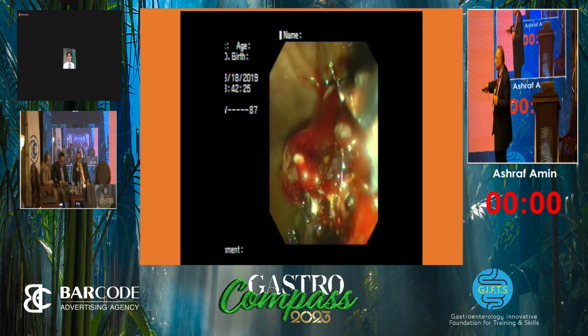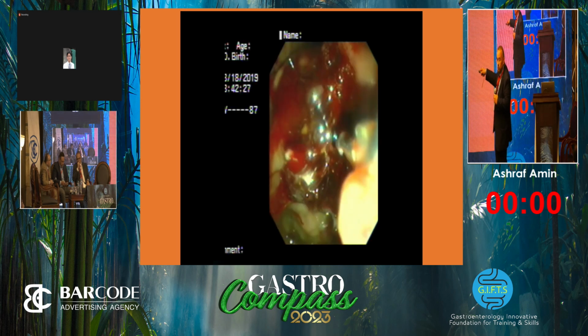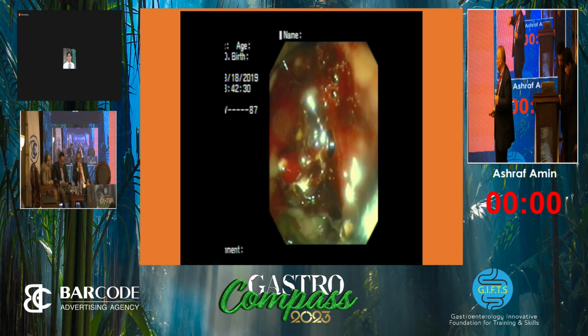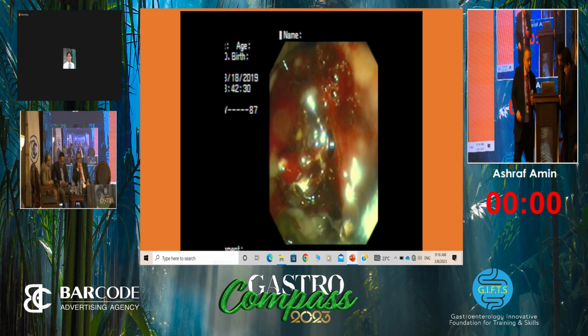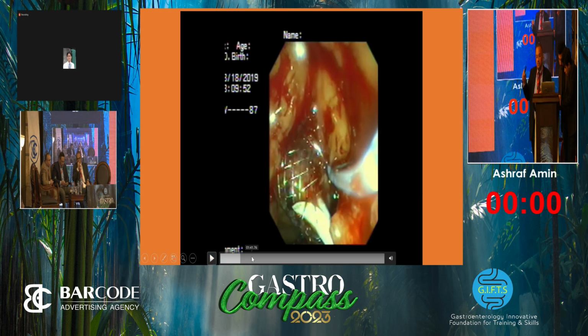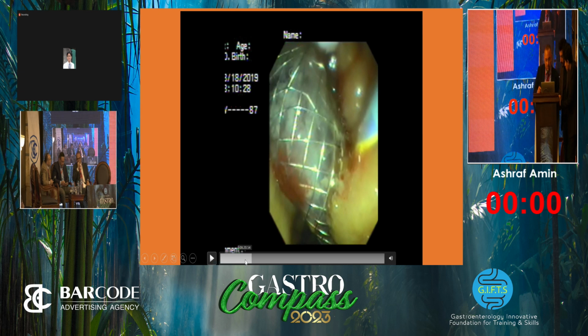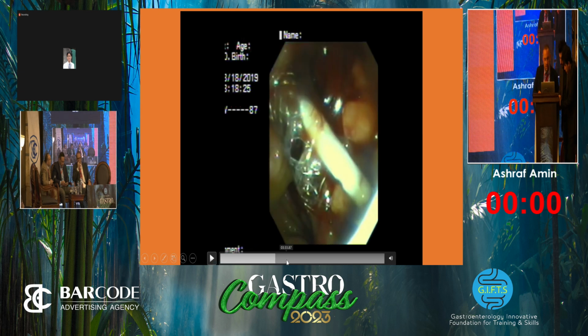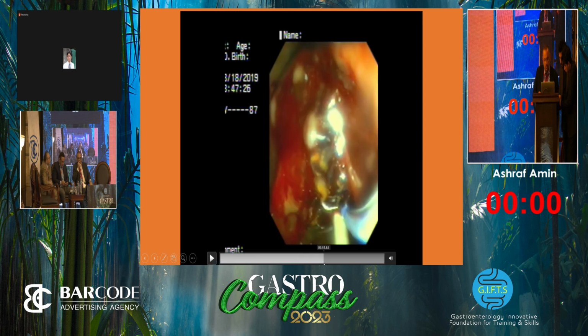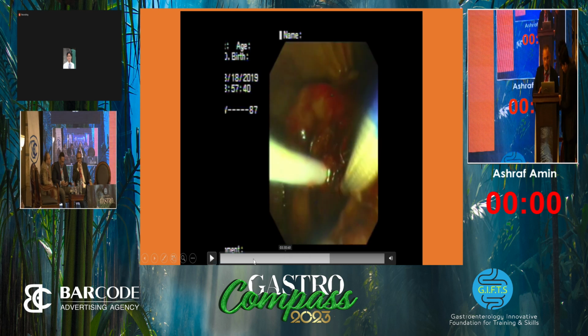Now the stent is cut in the middle into two halves. Half in the duodenum and half in the papilla. I removed it, but it was easier to remove with the snare when you can see it. Okay, more. Let's continue. Speed up. Okay, that's it.